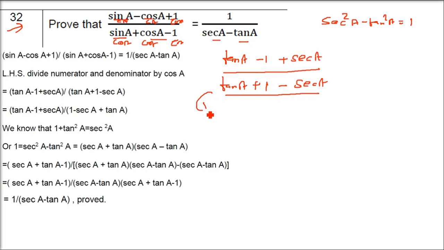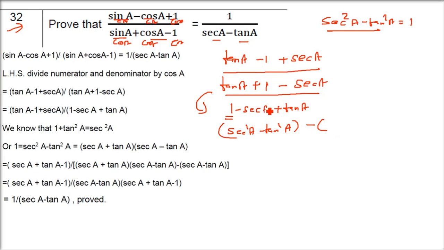So this 1 will be replaced by sec square A minus tan square A. Sec square theta equals 1 plus tan square theta, or you can say sec square A minus tan square A equals 1. So I am taking only the denominator now. In place of 1, in the denominator, we can form 1 minus sec A plus tan A.